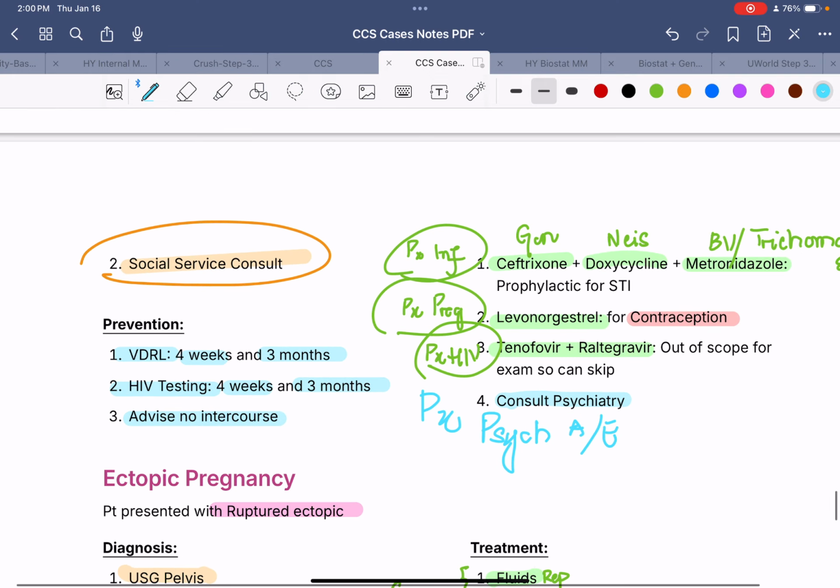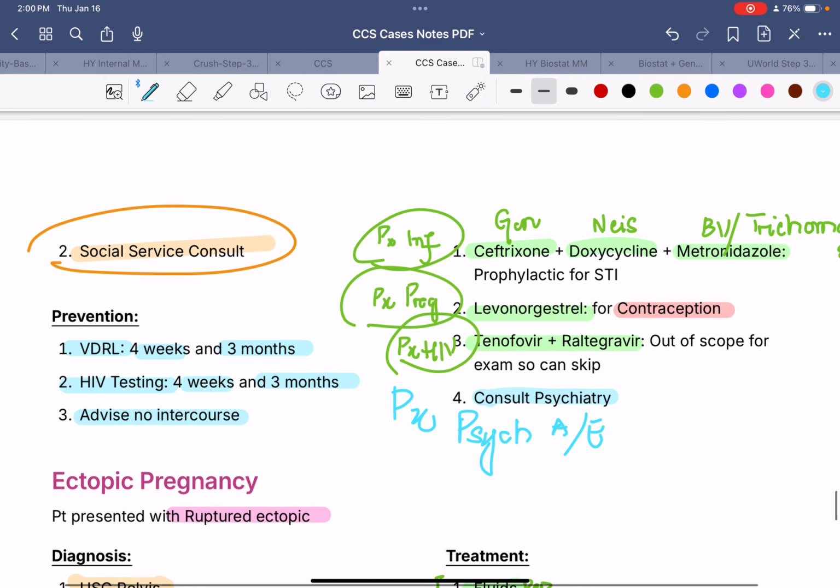So first thing first, in the prevention of infections, in order to prevent gonorrhea, you are going to give ceftriaxone. In order to prevent chlamydia infection, you will give doxycycline or azithromycin. And for the prevention of bacterial vaginosis or trichomoniasis, you can give metronidazole. So these are the three main drugs: ceftriaxone, doxycycline, and metronidazole.